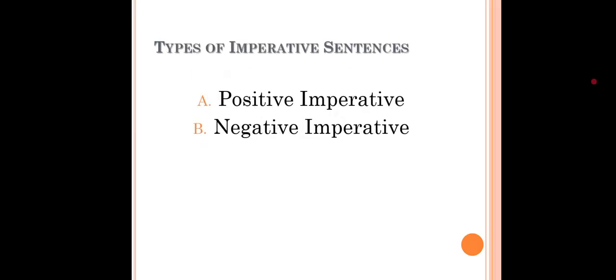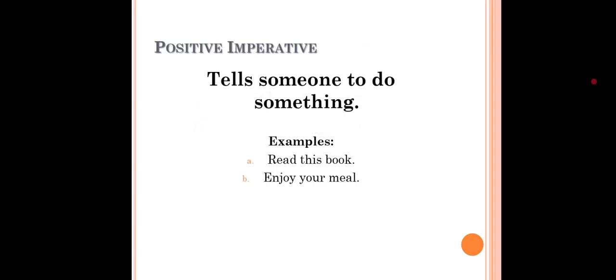Types of imperative sentences. The first one is positive imperative and the second one is negative imperative. See the positive imperative. What is a positive imperative sentence? It tells someone to do something. Means there must be a positive connotation. For example, read this book. Enjoy your meal. So both of these sentences do not contain any kind of negation or negative word. Both of these 2 sentences are commanding someone else to do something. So that is why both of these 2 sentences are positive imperative sentences.